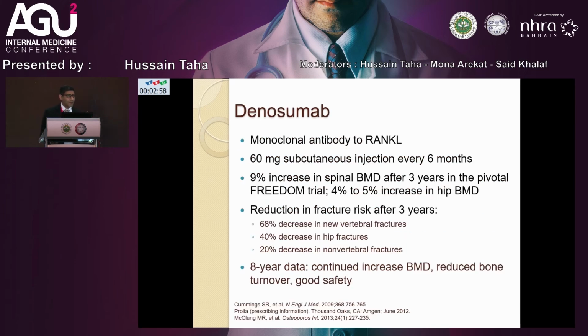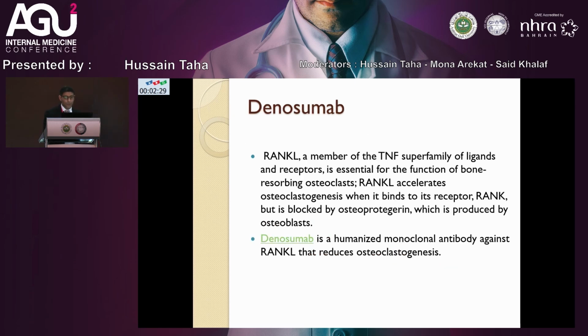Denosumab is also a novel medication. It is a monoclonal antibody given 60 milligrams subcutaneously every 6 months. It is an anti-resorptive medication. It gave a 9% increase in spinal BMD after 3 years in the FREEDOM trial. There is significant reduction in new vertebral fracture by 68%, 40% decrease in hip fracture, and 20% decrease in non-vertebral fractures. We have a safety margin in using denosumab for more than 8 years.